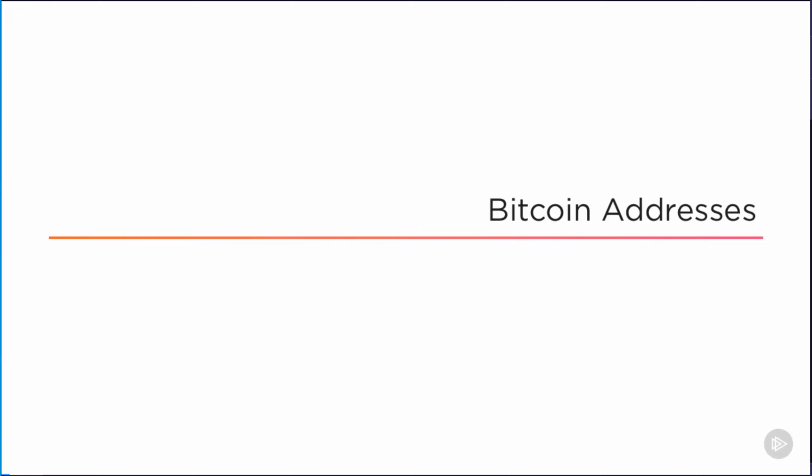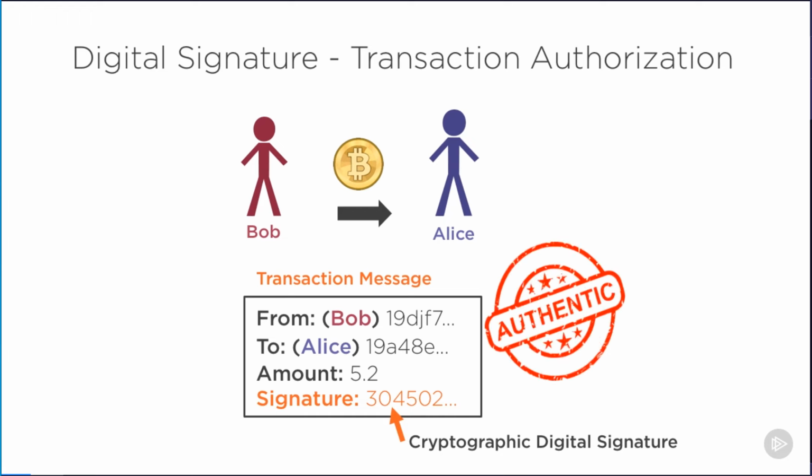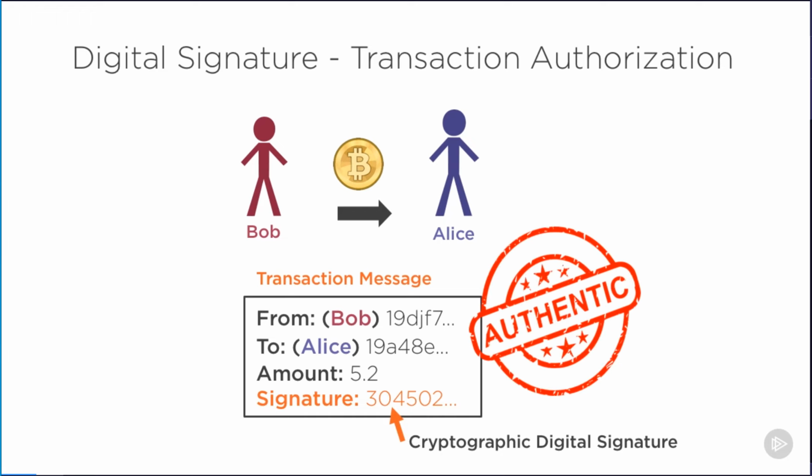As mentioned in the first module, when Bob sends money to Alice, he authorizes that transaction with a digital signature, the digital equivalent of a handwritten signature that is much more secure on the internet. Digital signatures are an integral piece of Bitcoin addresses. Let me take a few minutes to explain digital signatures. Digital signatures are based on public key cryptography.